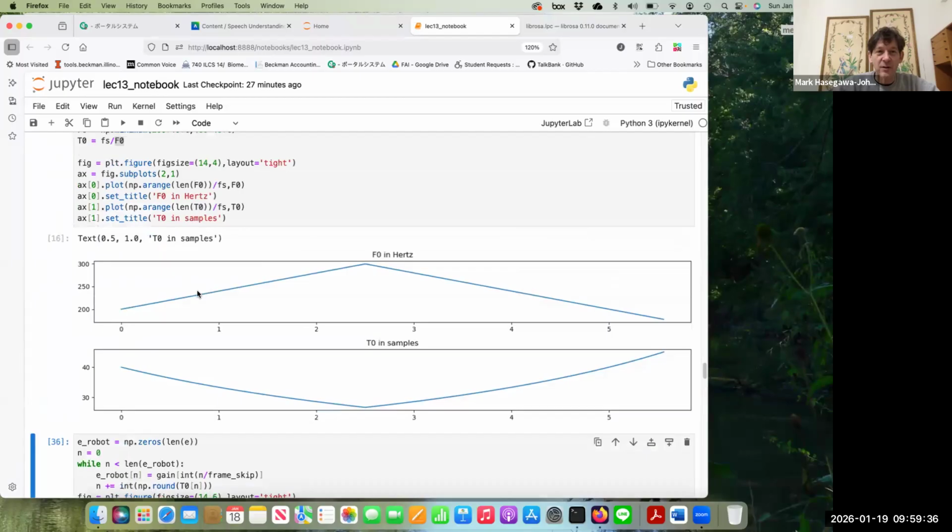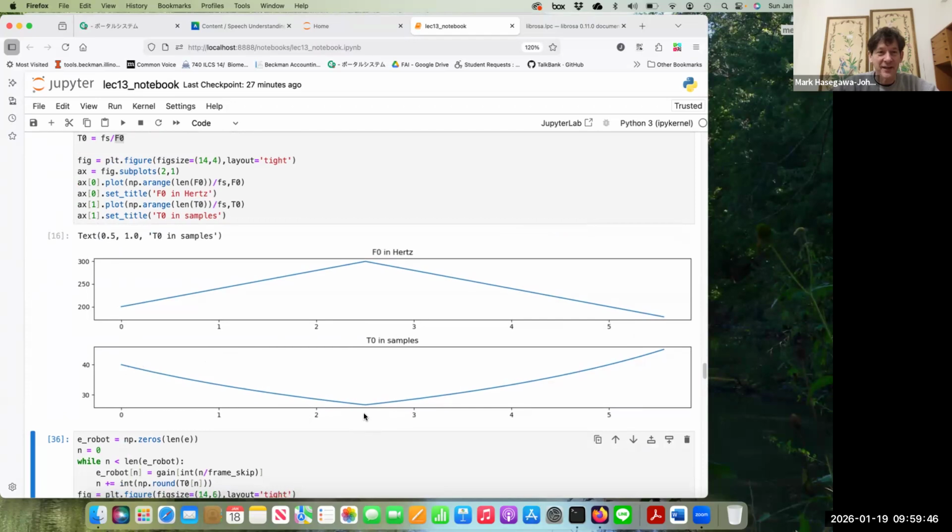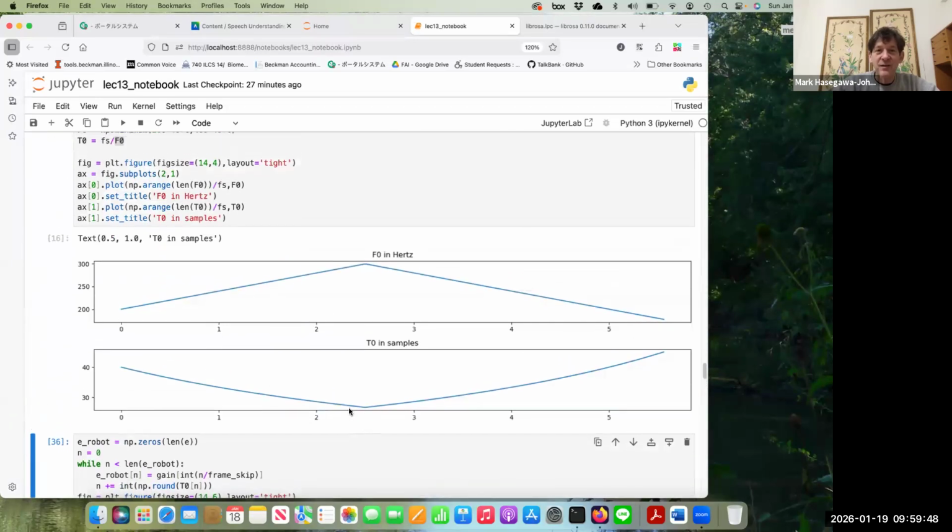That gives us f0 going up in a straight line and then coming down in a straight line. T0 goes down and then comes up again. It's not quite a straight line because it's 1 over a straight line, right? And now I need to figure out how to take this T0 and make this the spacing between impulses.